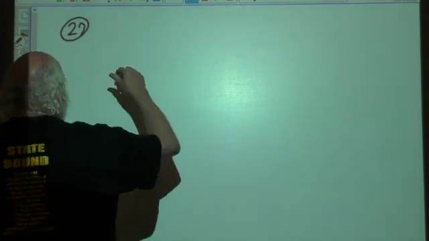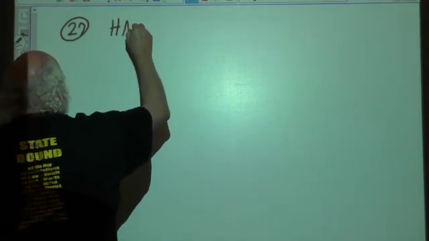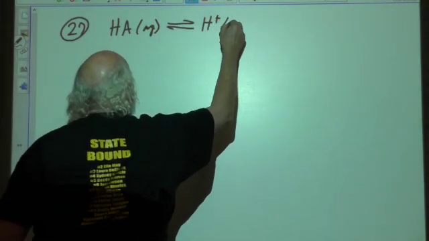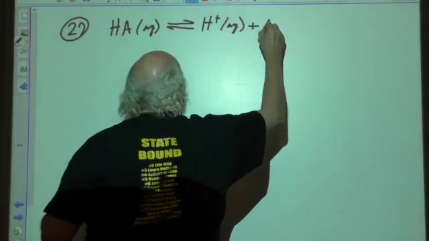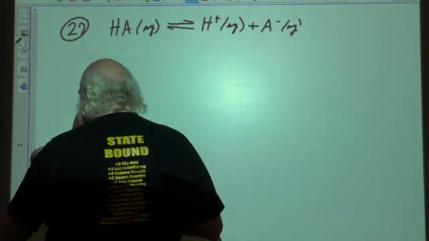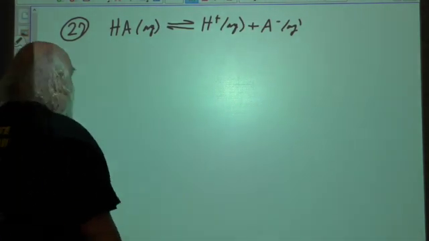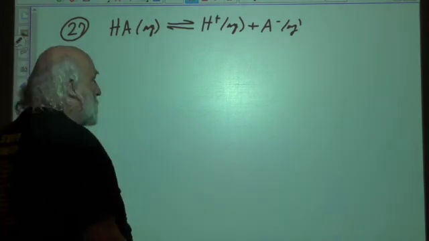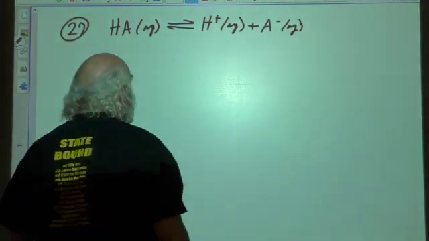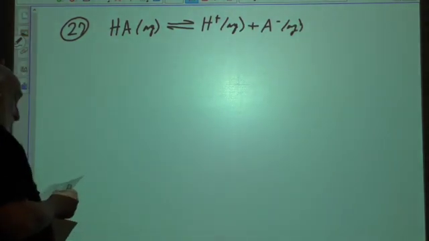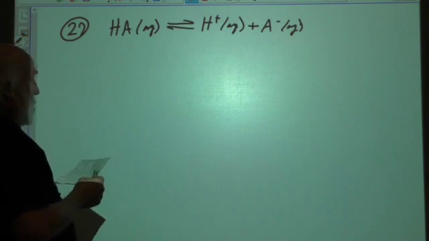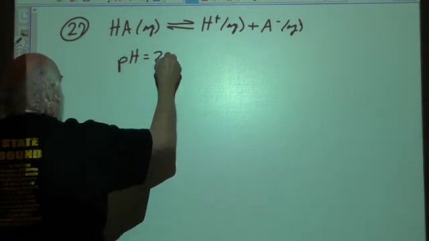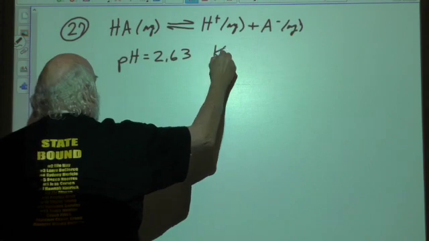You're given this gobbledygook here. I'm just going to say HA aqueous breaks down into H positive aqueous and A negative aqueous. Now, you could have written the whole spiel out here. HC3H3O2 yields H positive plus C3H3O2. Don't need to. But this is where it gets kind of important. They say for this that the pH is 2.63, and they want to know what is the value of the Ka.